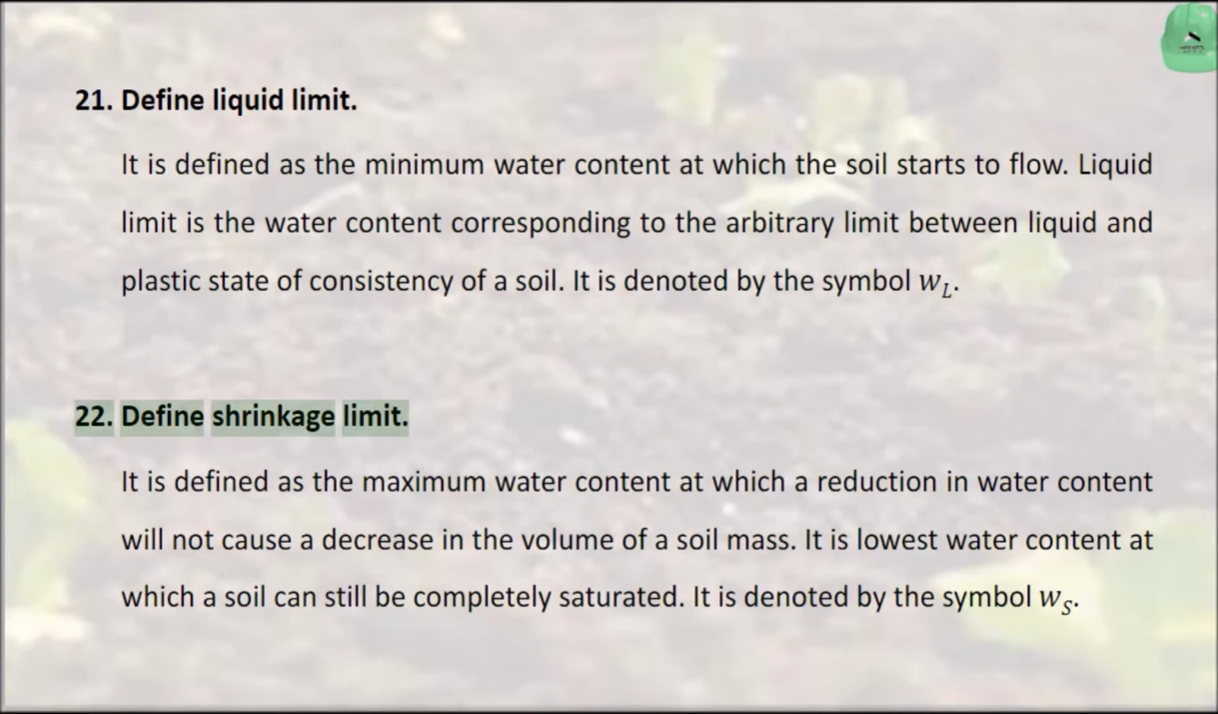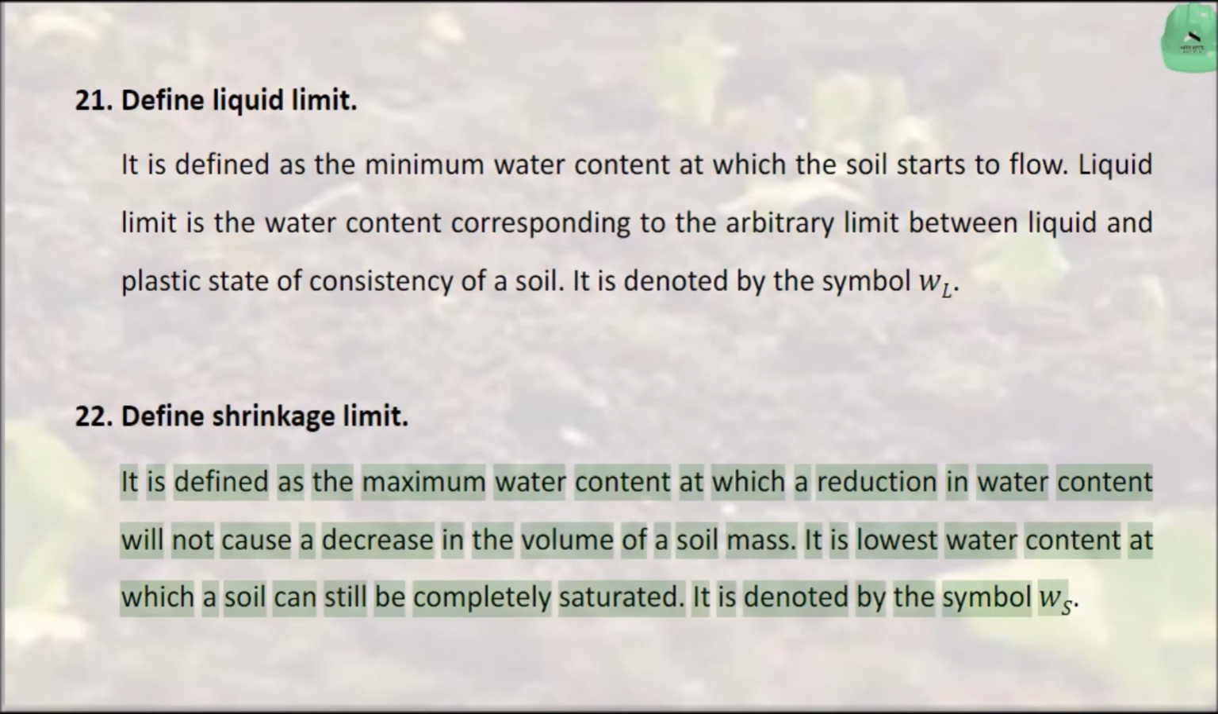Define shrinkage limit. It is defined as the maximum water content at which a reduction in water content will not cause a decrease in the volume of a soil mass. It is the lowest water content at which a soil can still be completely saturated. It is denoted by the symbol wS.